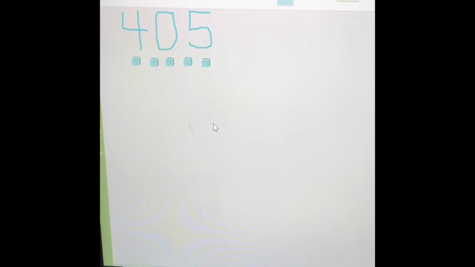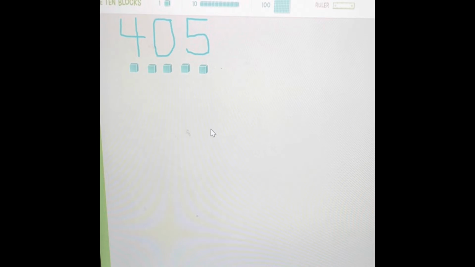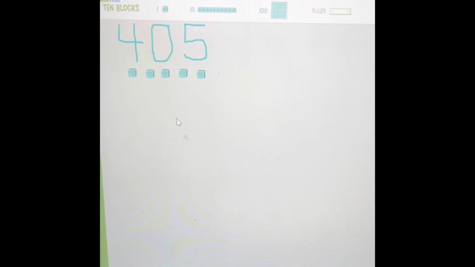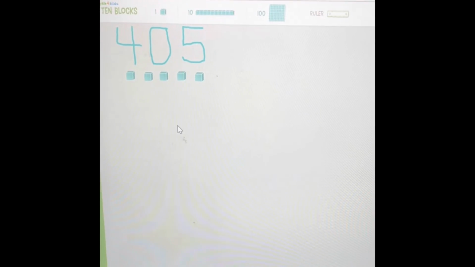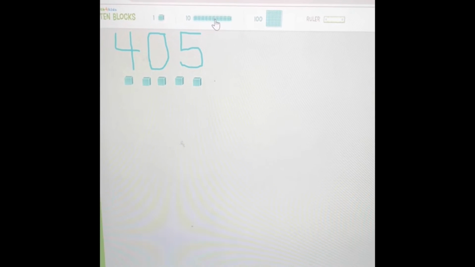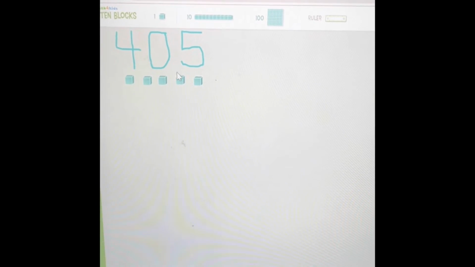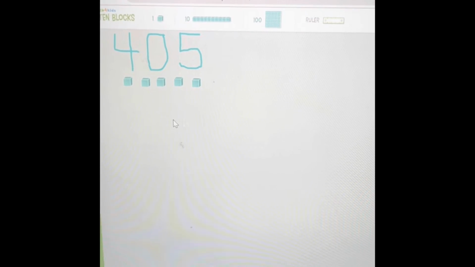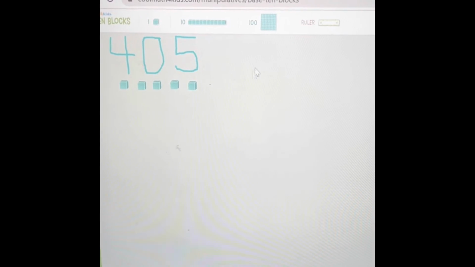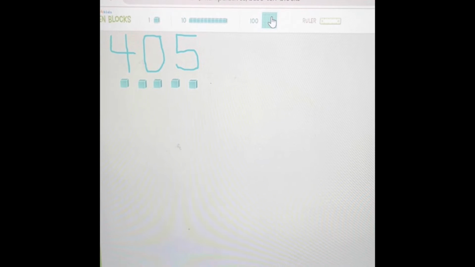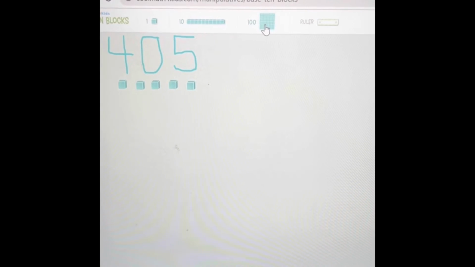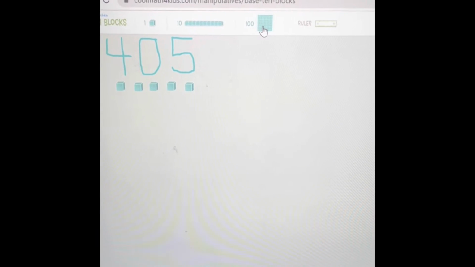So the digit in the tens place, as I showed you before, is 0. So that means there are 0 tens in the number 405. So we do not need to bring out any tens. The number in the 100s place is 4, so that means there are 4 hundreds. I'm gonna bring 4 hundreds out, the 100 blocks out now, and I'm gonna count by 100 as I do that.